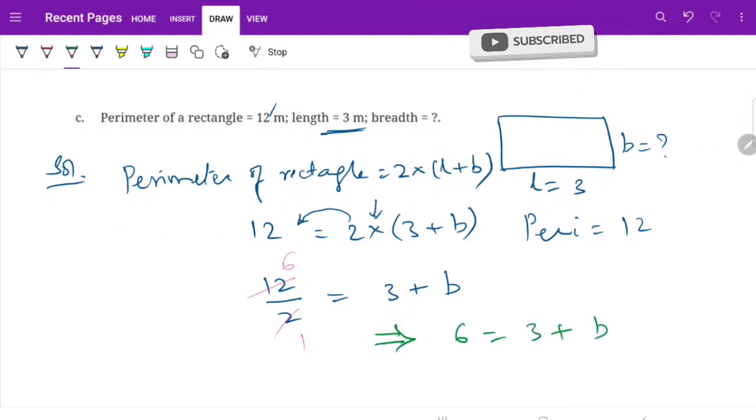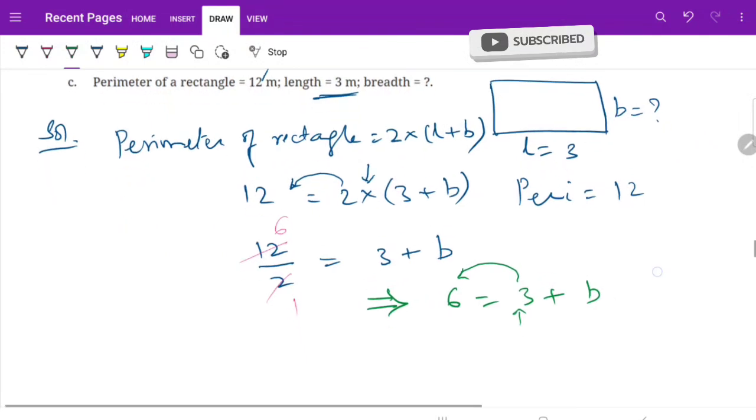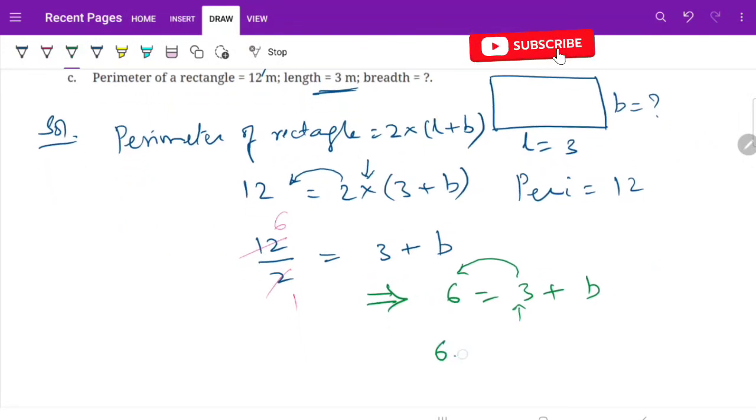Now we need to find breadth, so send this 3 to the other side. Here, what is the sign of 3? It is a positive number. If you don't write any sign, it means it is plus 3. So if you send this 6 to the other side, it becomes minus 3, right?